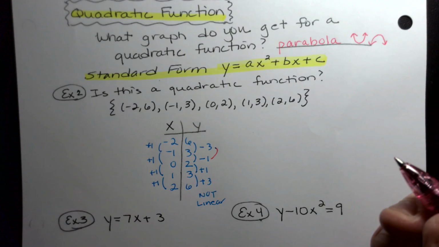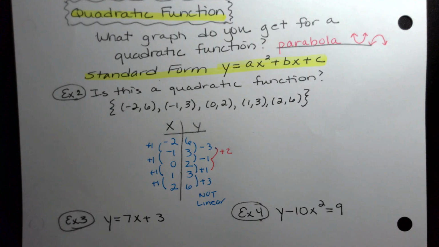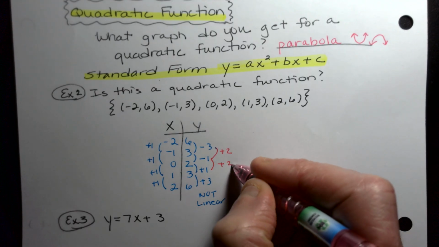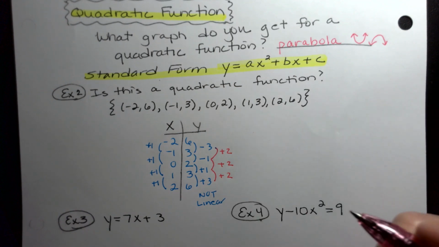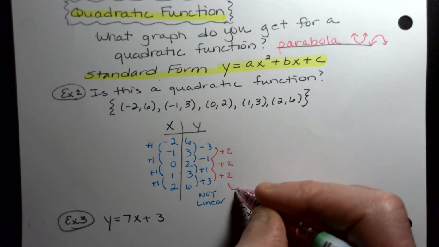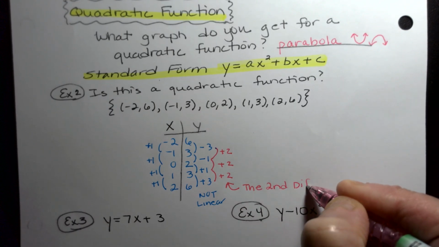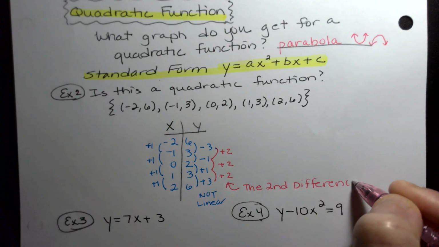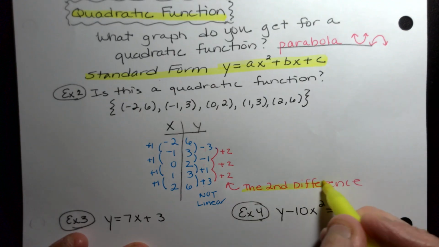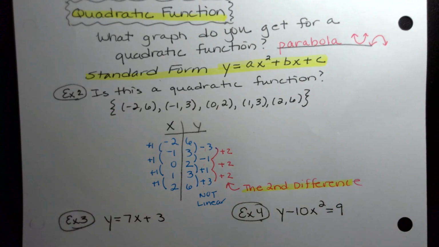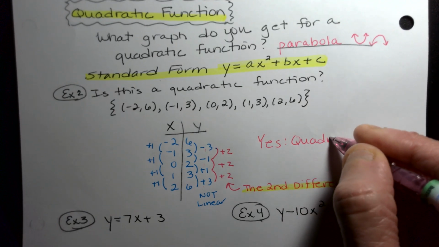Now we're going to see what happens here. When you go from -3 to -1, we add 2. When you go from -1 to +1, we add 2. +1 to +3, we add 2. This is called the second difference. This was the first difference. So when the second difference is the same like that, where you're adding or subtracting the same number, then yes, it is a quadratic.